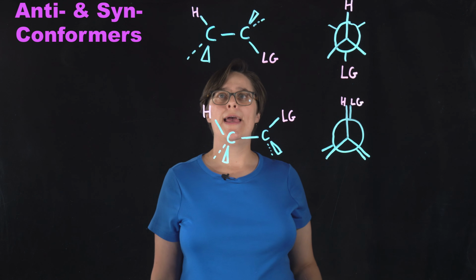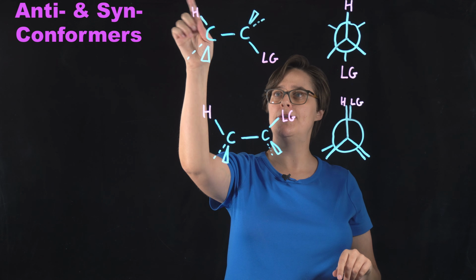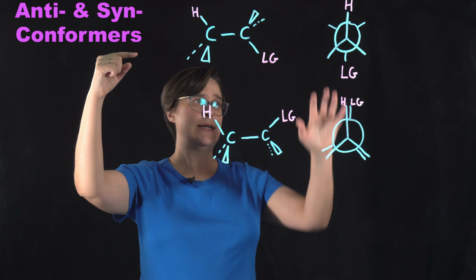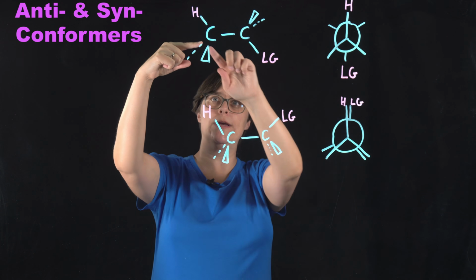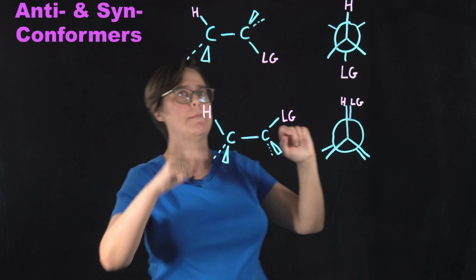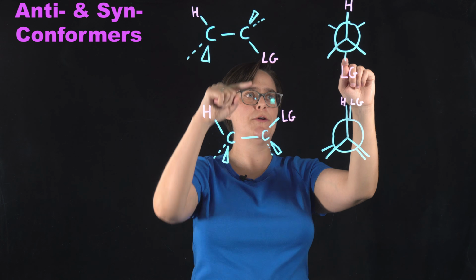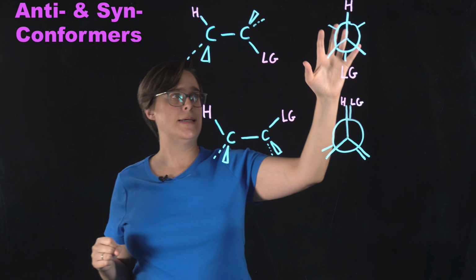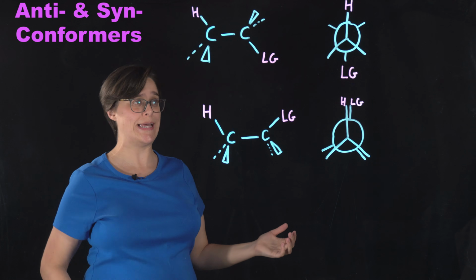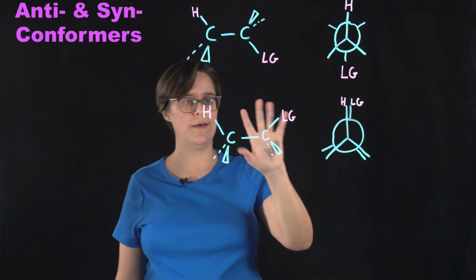So, anti-periplanar is referring to when this hydrogen on the beta carbon and this leaving group are 180 degrees apart. This is a Newman projection if you are looking along this carbon-carbon bond from this direction. You see hydrogen on the front going up, leaving group on the back going down. This is called anti-periplanar. A lot of people just abbreviate it to anti, but this is one of the conformations that works. The other is this.